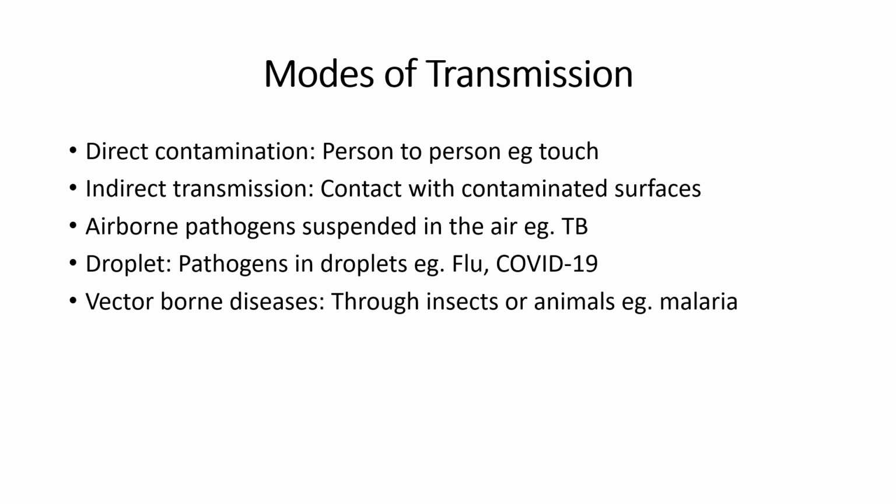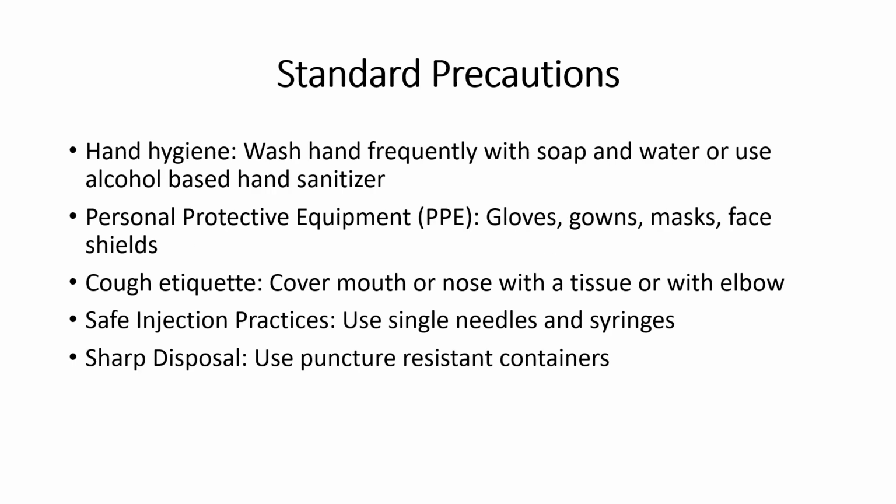Airborne pathogens are suspended in the air, and when a person is exposed, they can get the infection. An example is TB. Droplet transmission is when pathogens spread through droplets, through sneezing or coughing. Examples are flu and COVID-19. Vector-borne diseases are spread through insects or animals. Example, malaria.